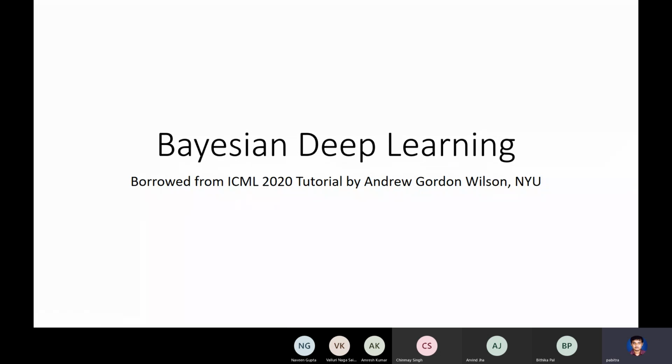Good morning. Today we start on the last topic in this course. It's Bayesian deep learning. It is how to use the Bayesian methods that we studied throughout the course for the purpose of deep learning. So today's talk is heavily borrowed from the ICML 2020 tutorial by Andrew Gordon Wilson of New York University. You can also go through his talk that is available on YouTube.